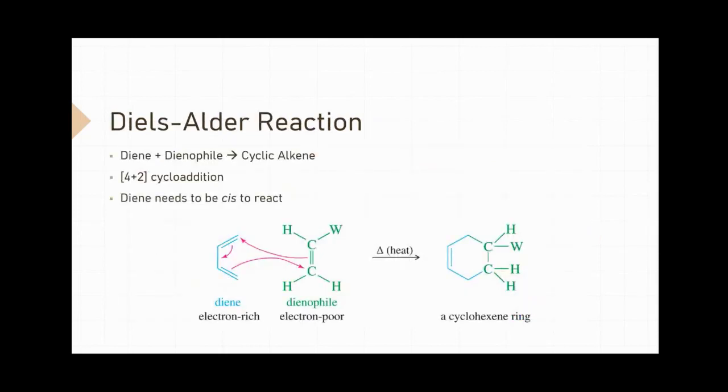Okay. All right. So now let's talk about the Diels-Alder reaction. It's when you have a diene and a dienophile, and you make a ring with an alkene. It's also called a 4+2 cycloaddition because you have 4 pi electrons here and 2 pi electrons here. An important thing you need to know is this diene has to be in a cis orientation like this in order to react.